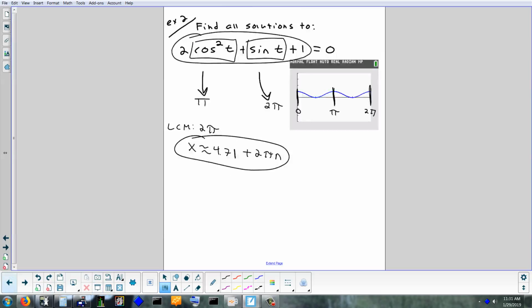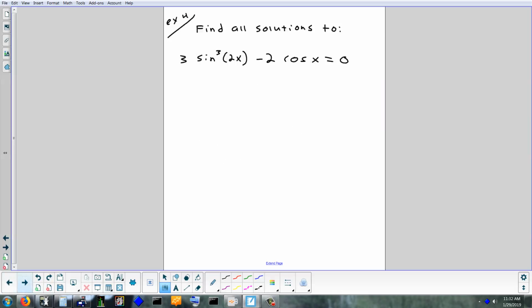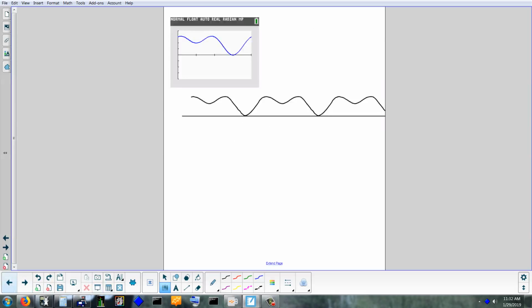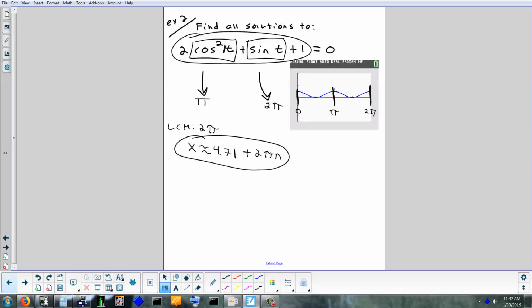Cosine to an even power. Okay. B is 1. B is always the number that's right in front of t. Cosine to an even power, b is 1. Let's go back to our chart. Cosine to an even power, you use this formula, and b is 1. Pi divided by 1, we should have gotten pi, and we did. We got it by drawing a picture. Now you don't need to do that.